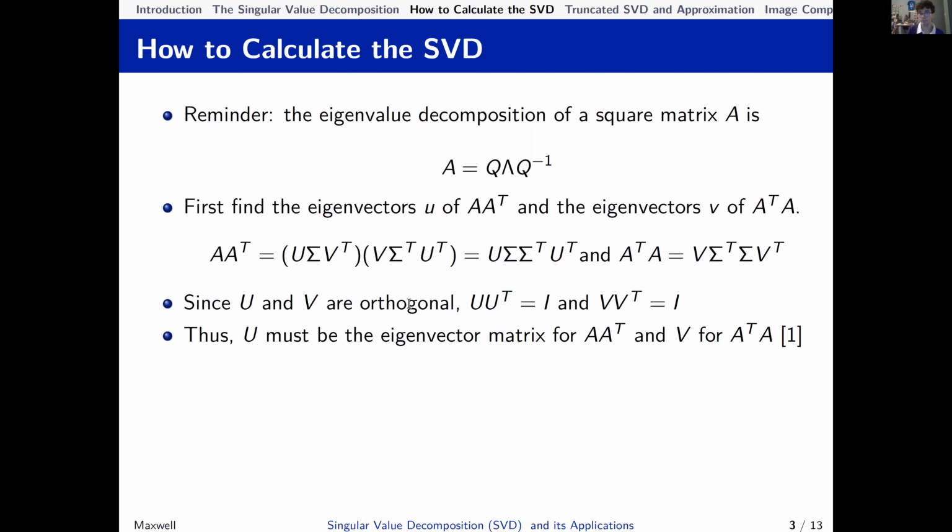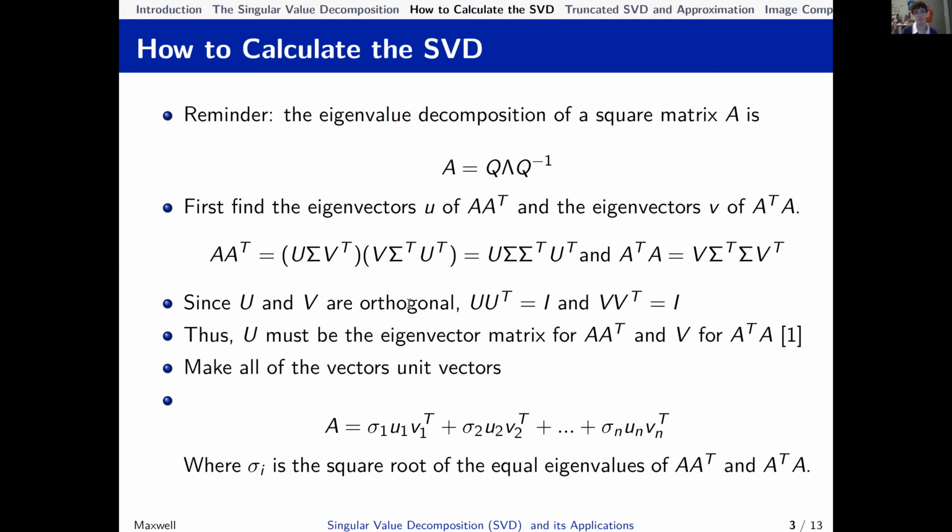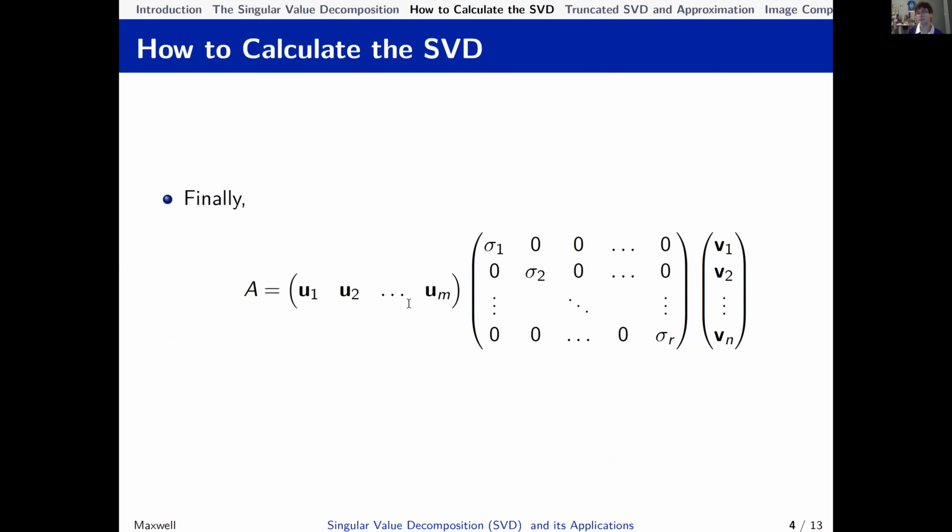So U is the eigenvector matrix for A A transpose and V the one for A transpose A. Then we can normalize all these vectors and write out the following sum, where all the sigmas are square roots of the eigenvalues of A A transpose and A transpose A, and these eigenvalues are actually equal for any matrix. So finally, we can get A equals U sigma V transpose.